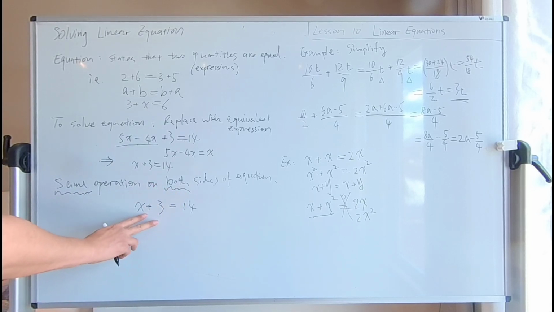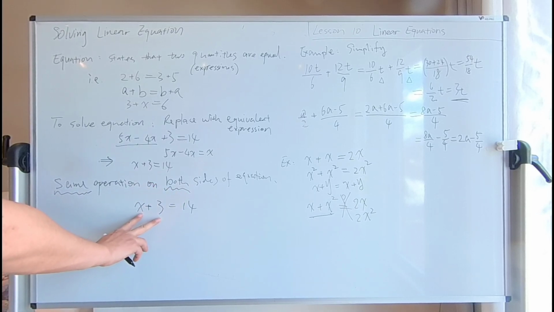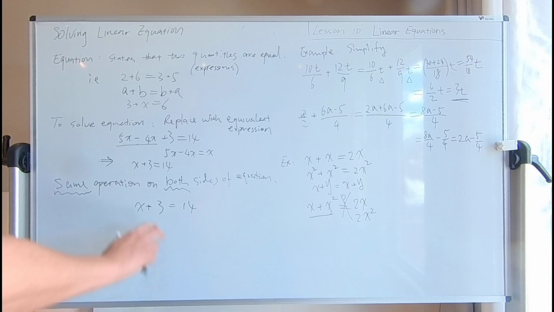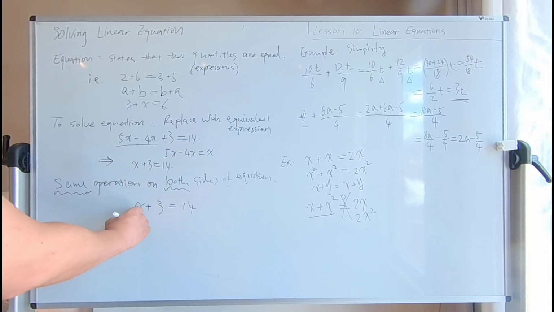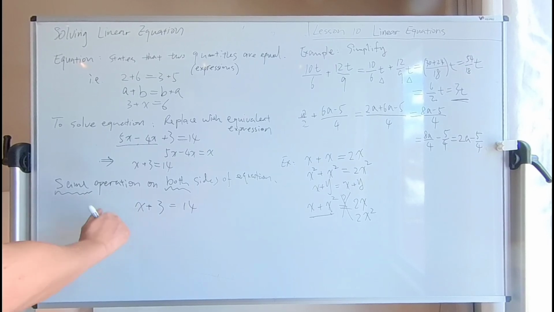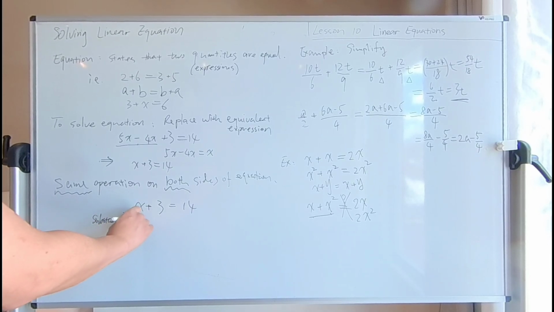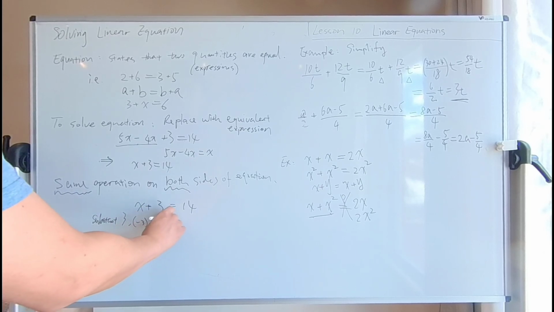So here, in order to find the value of x, if I can move this plus 3 over there, I will have x equal to something, right? So how do I move it? This is equivalent to subtracting 3 on both sides.